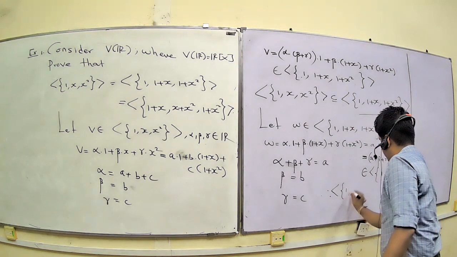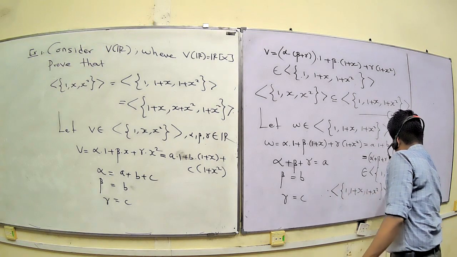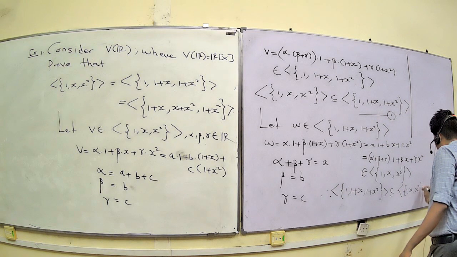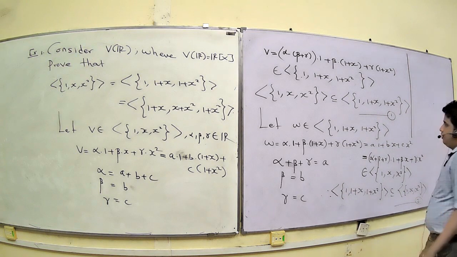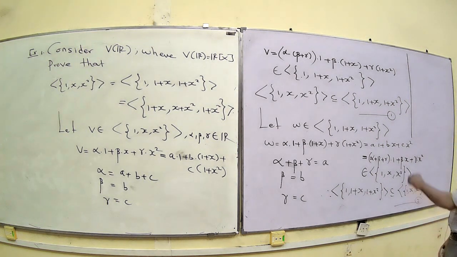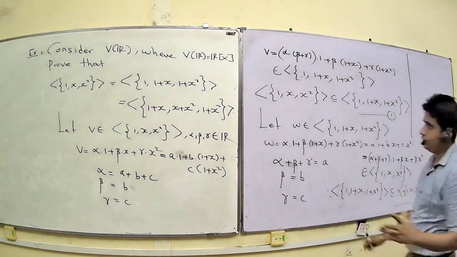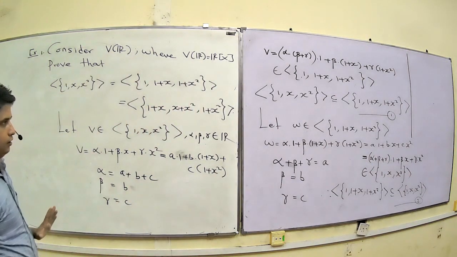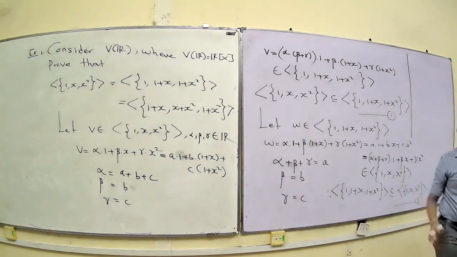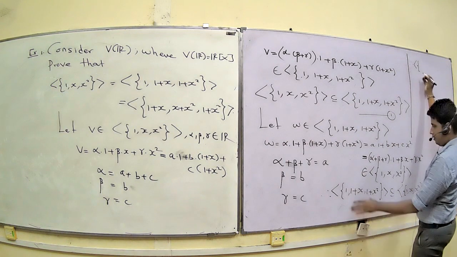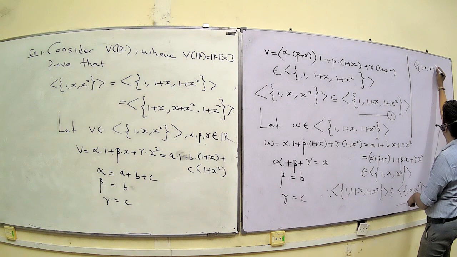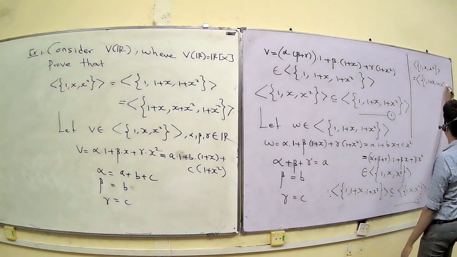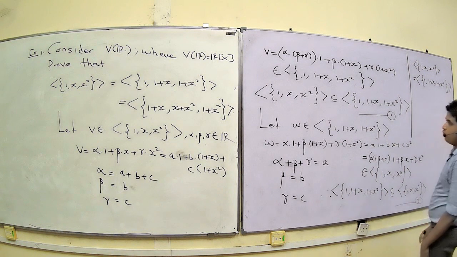Therefore, this span set 1 plus x, 1 plus x squared is a subset of 1, x, x squared. It is your second condition. Therefore, 1 and 2 imply both are equal. That is your first claim. Therefore, your conclusion is: span set 1, x, x squared equals span set 1 plus x, 1 plus x squared. So now we have proved the first claim.